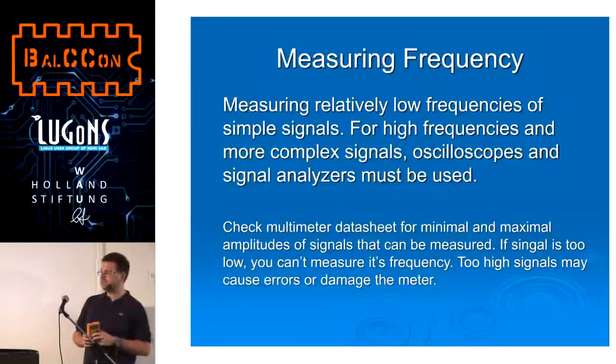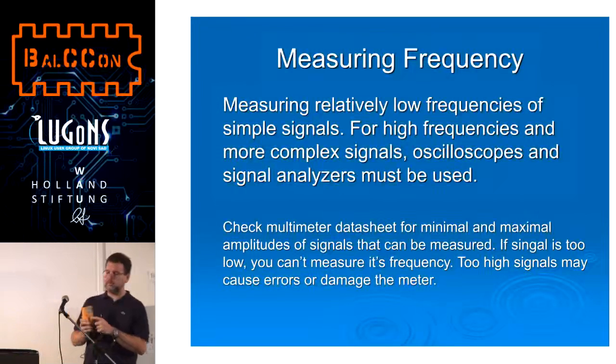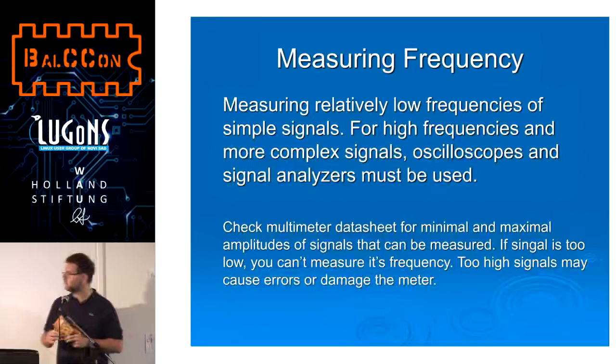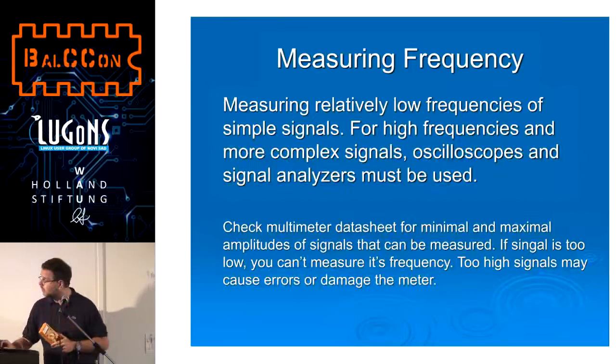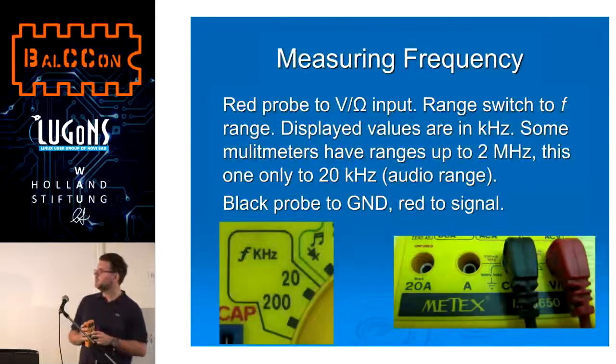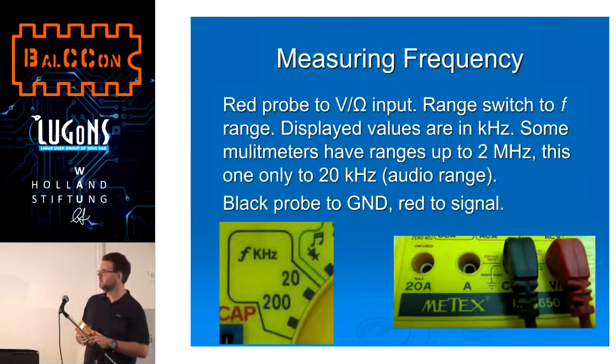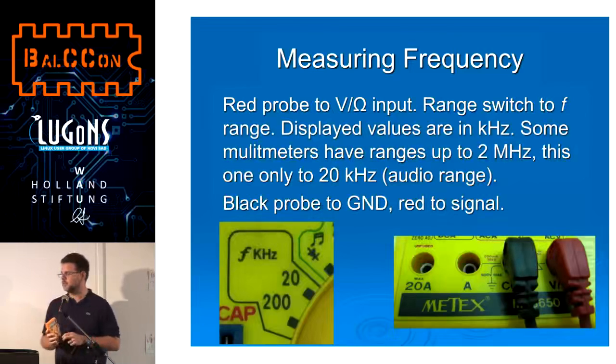Frequency. Frequency is a useful thing to measure. You have a relatively small range of measuring frequencies, up to 200 kilohertz on this multimeter. Some high-end ones can measure up to 2 megahertz. But an oscilloscope is a much better tool to measure these things, but this can still be very useful.